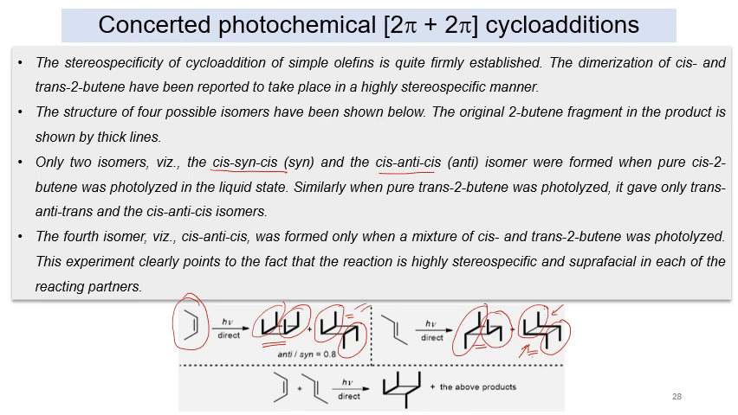When you mix the cis and trans 2-butene and photolyze them, then you get one additional product which comes from the photocycloaddition of this. And you can see here that the stereochemistry of both is maintained. That means it is highly stereospecific and, most importantly, suprafacial in each of the reacting partners.